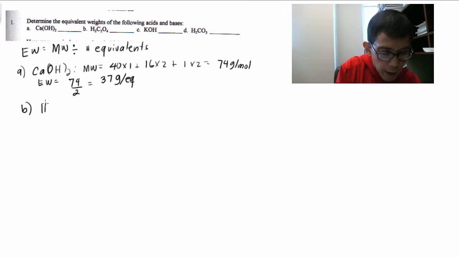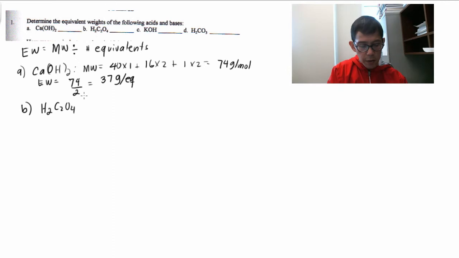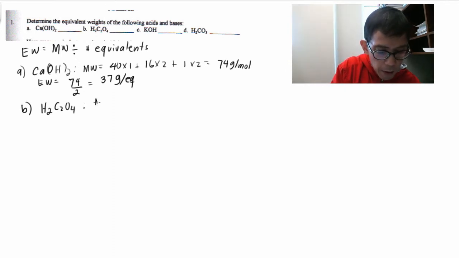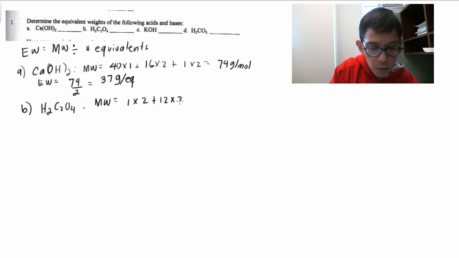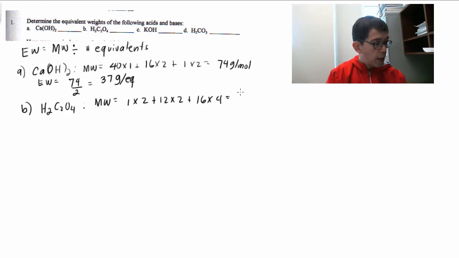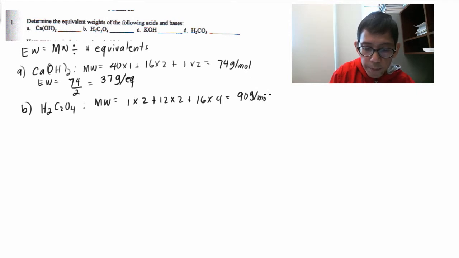B, H2C2O4, which is oxalic acid. Molecular weight: hydrogen is 1 times 2, carbon is 12 times 2, oxygen is 16 times 4. You should get a molecular weight of 90 grams per mole.